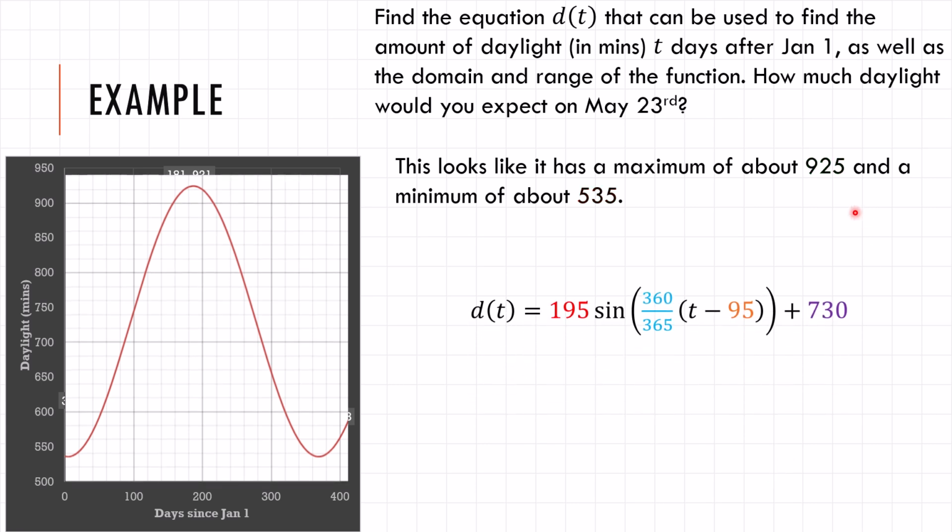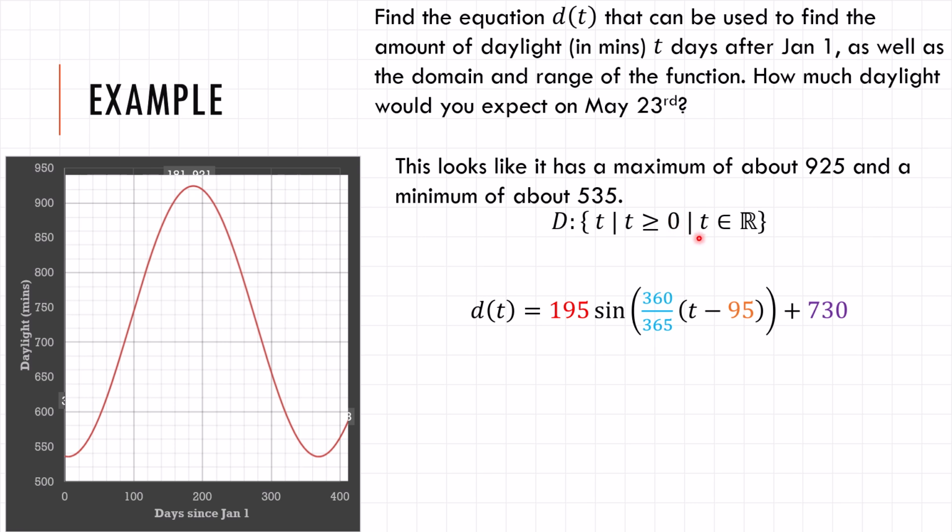The next thing to worry about is the domain and the range. Clearly, for the domain, we're only measuring the amount of daylight after January 1st. That's when we started measuring. And so the domain needs to be any number that's greater than or equal to 0. We're not sure what the upper limit is. I don't know that the Earth will ever stop rotating around the sun. And so I'm just going to leave it as t is greater than or equal to 0.